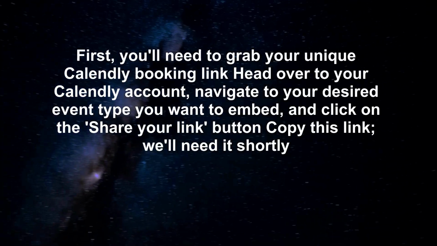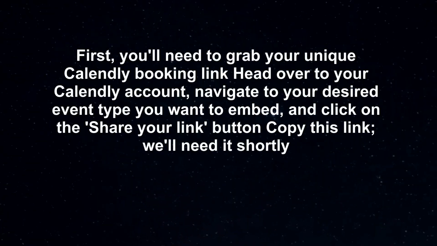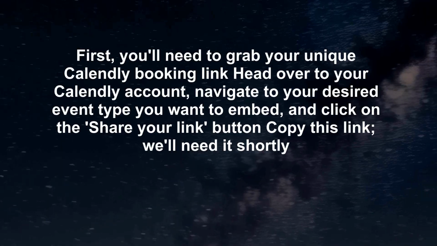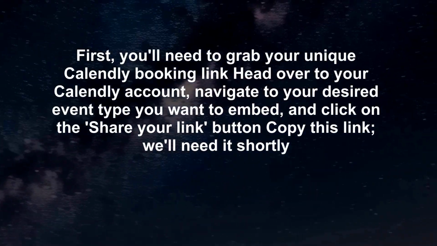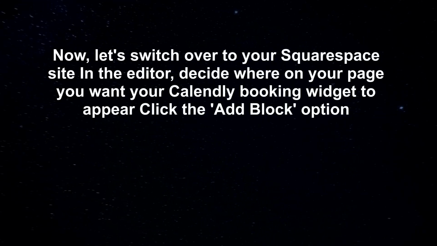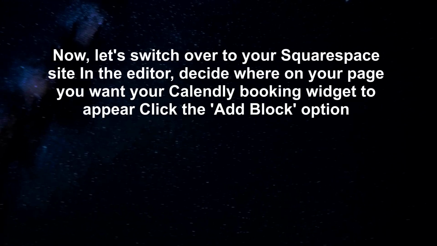First, you'll need to grab your unique Calendly booking link. Head over to your Calendly account, navigate to your desired event type you want to embed, and click on the Share Your Link button. Copy this link. We'll need it shortly. Now, let's switch over to your Squarespace site in the editor.